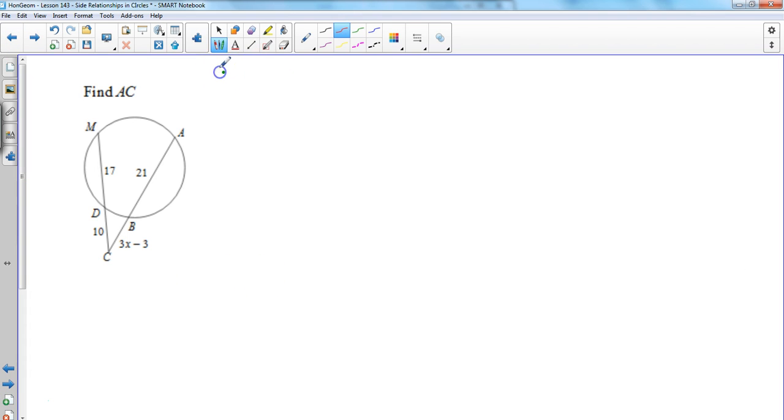The problem here is we want to find AC, and so again we're just going to apply that property. So we've got part times whole, so that's CD times CM. That's going to be equal to CB times CA. So plug in what we know. CD is 10, CM is the whole thing, so it's not just the 17, it's 10 plus 17, so I'll write that out. You don't necessarily have to write that out if you recognize it. CB is 3x minus 3.